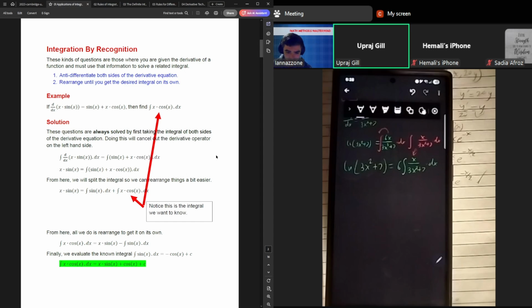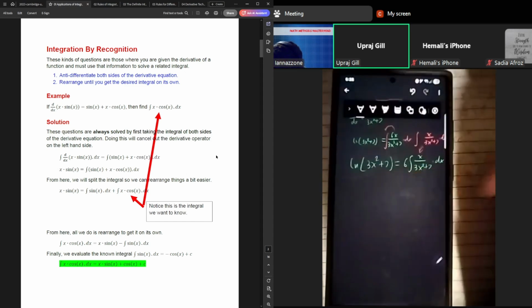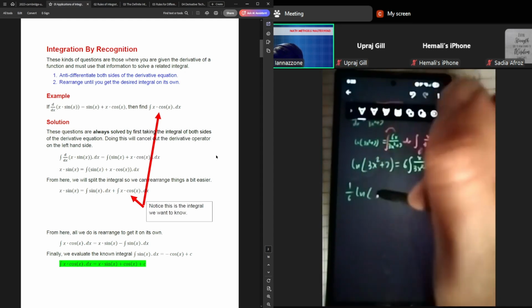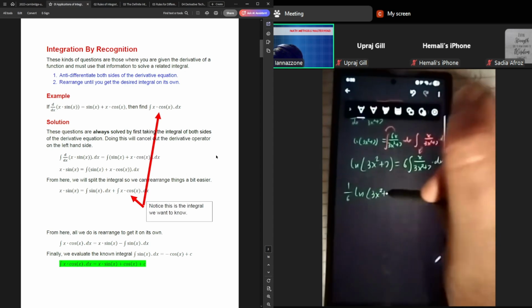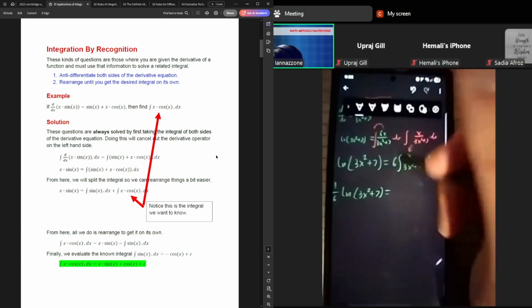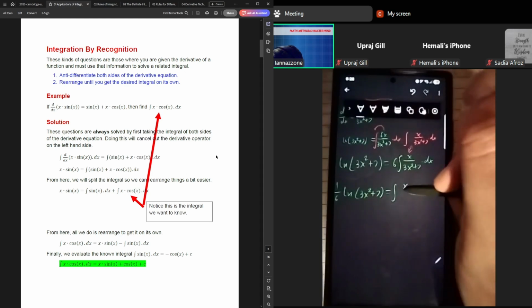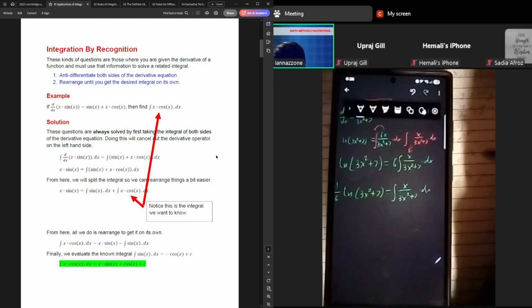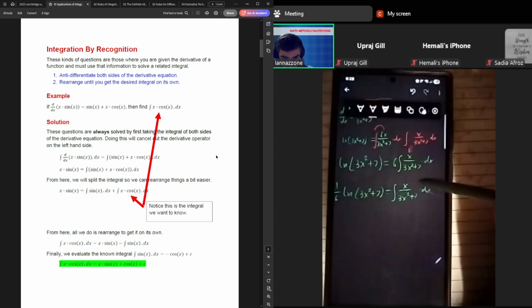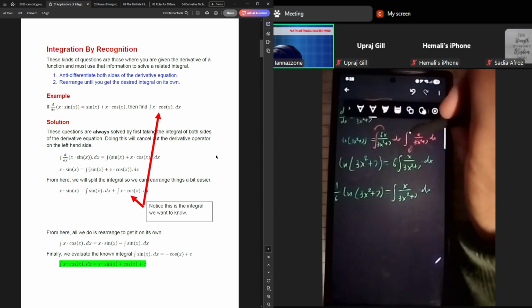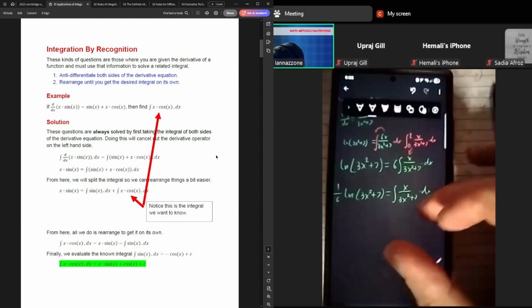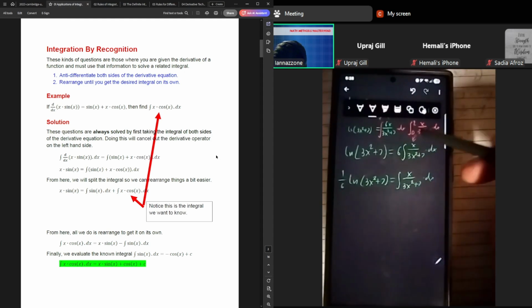Can we divide both sides by 6 now? Absolutely. So finally, we have 1 over 6 natural log 3x squared plus 7 is equal to that integral of x over 3x squared plus 7 dx. So if it just said find this, we would have won. However, we were told to do 0 to 2 of that. Don't let that be too confusing yet.